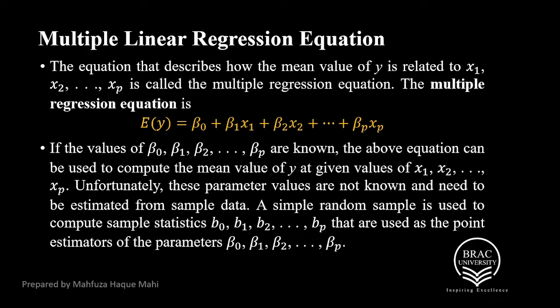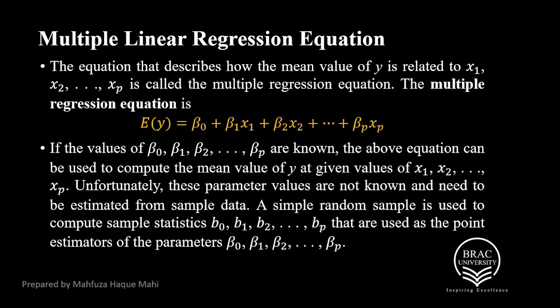The equation that describes how the mean value of y is related to x1, x2 up to xp is called the multiple regression equation. The multiple regression equation is expected value of y equals beta 0 plus beta 1 x1 plus beta 2 x2 plus up to beta p xp. If the values of beta 0, beta 1, beta 2 up to beta p are known, the above equation can be used to compute the mean value of y at the given values of x1, x2 up to xp.